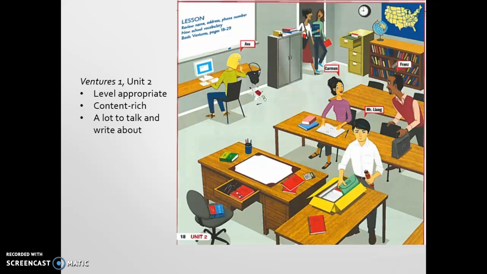Look at this picture from Ventures 1, which is the correct book level for level 2 ESL. Look how much more complex this picture is. It's not more difficult, it's just more complex. It's content rich and it's level appropriate. There's a lot here that students can talk about, read about later, and write about.